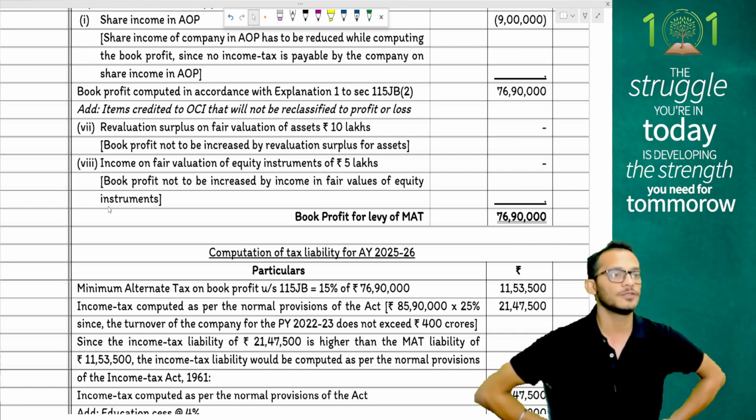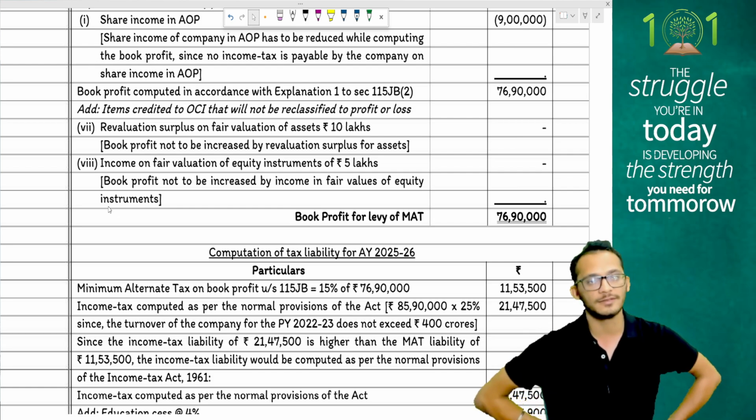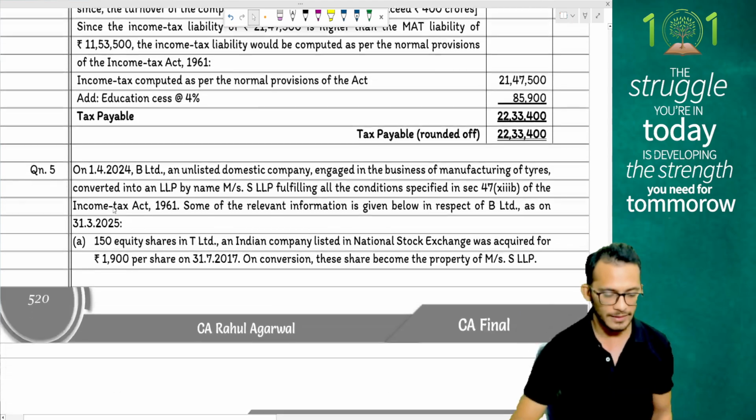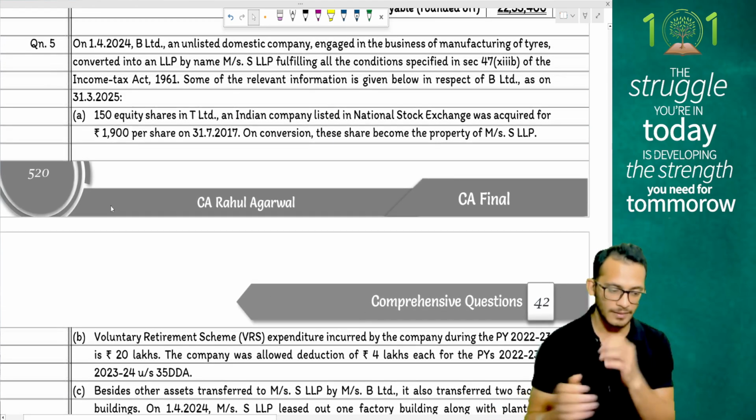Yes, the difference of the provision for gratuity which is booked in OCI alone is allowed as deduction, because that is not fair valuation, that is an ascertained payment. That is how it operates. Yes. Great. 3 more questions.